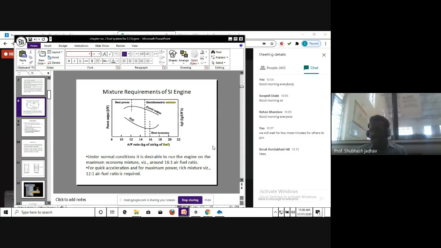The second thing that is going to affect the carburation process is the vaporization characteristics of the fuel. What is this vaporization characteristic? It means how easily the fuel can be vaporized. If a fuel is able to easily convert into vapor, obviously we can prepare the mixture faster and we can supply it.